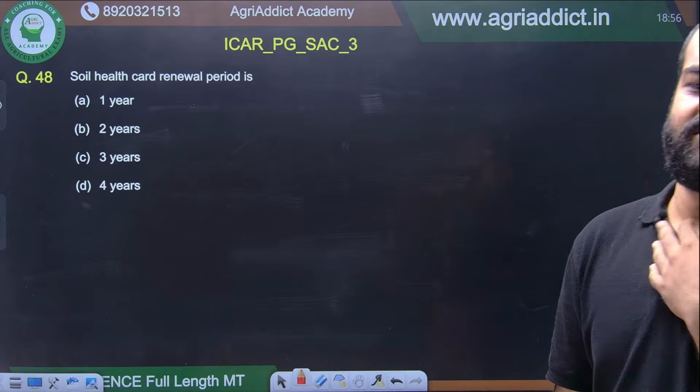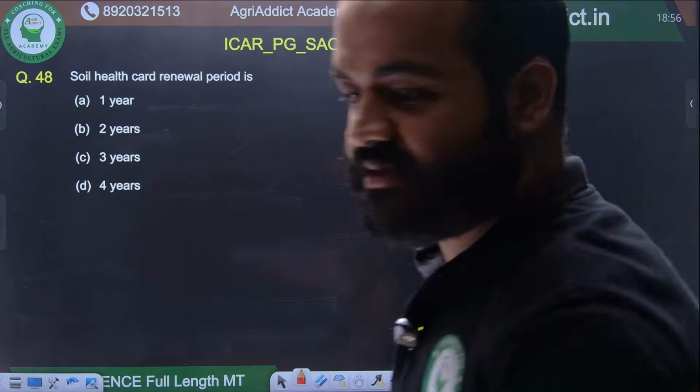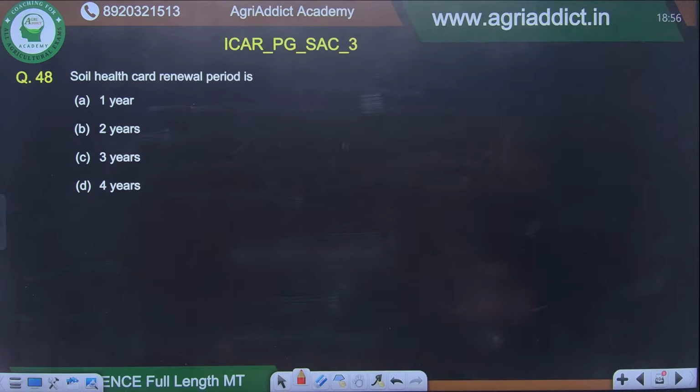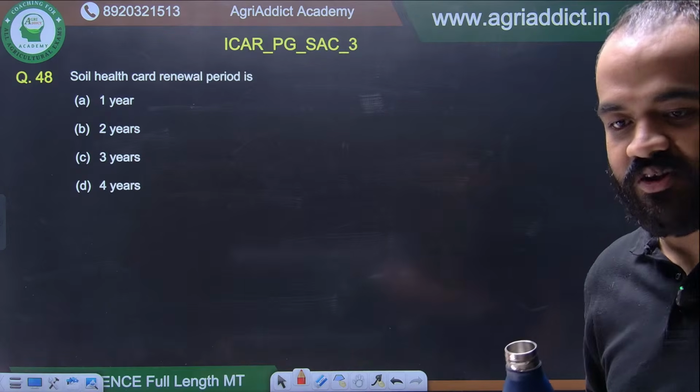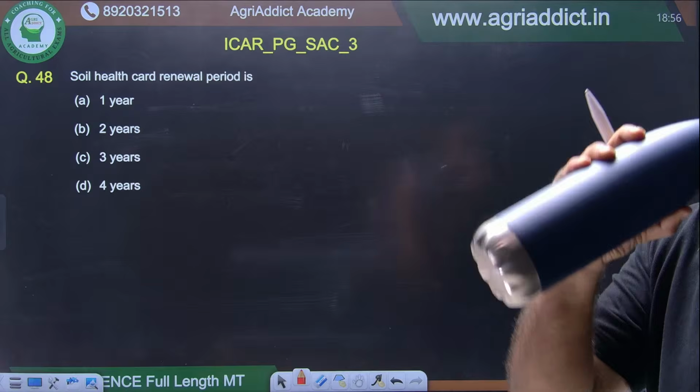This question is also straight from new ISSS. Tell me the answer. Soil health card. 1 year. 1 year is extremely wrong, Aman Kumar. That is totally wrong.